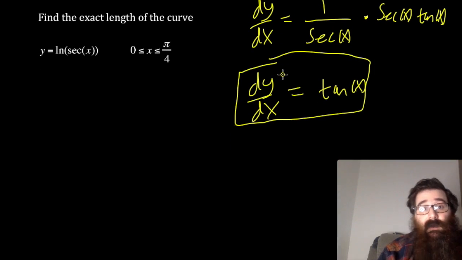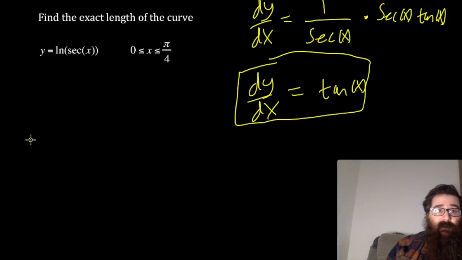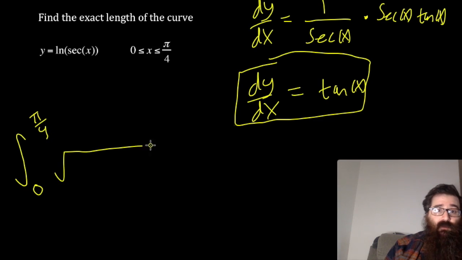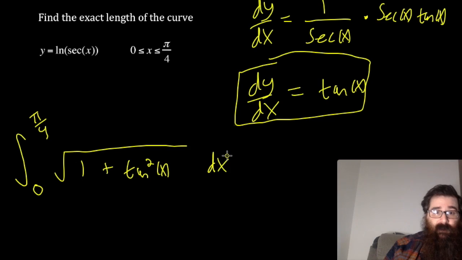We'll go ahead and set up to find the arc length. I want the integral from 0 to pi over 4 of the square root of 1 plus my derivative squared, so 1 plus tangent squared, with respect to x.